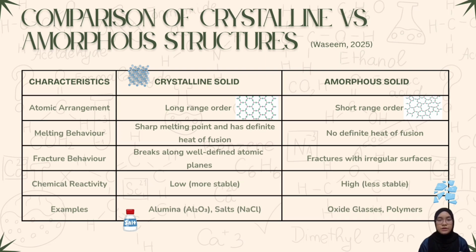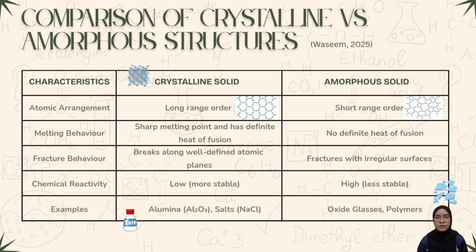For melting behavior, crystalline solids have a sharp melting point and melt instantly. Amorphous solids do not. They soften gradually over a range of temperature. For fracture behavior, if you split a crystalline solid, it cleaves smoothly along flat atomic planes. But an amorphous solid shatters irregularly into curved surfaces because it lacks natural structural lines. Next, energy and reactivity. Because crystalline structures are perfectly ordered, they sit at a lower energy state, making them highly stable with low reactivity. Amorphous structures are disordered.